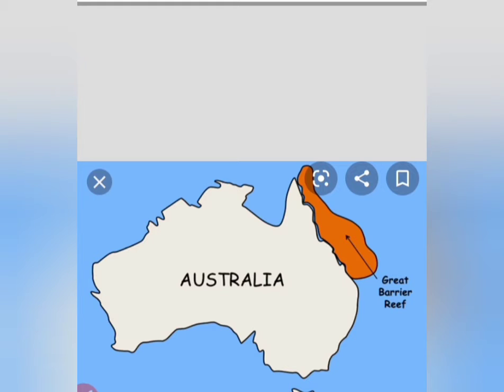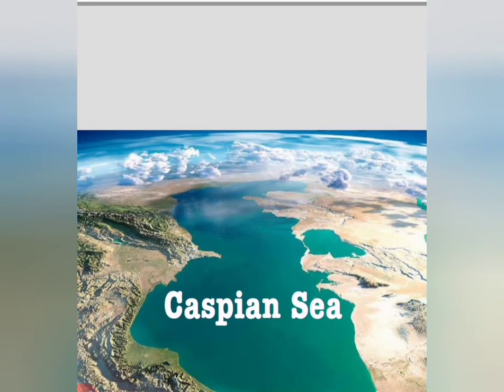Now let's move to the next picture, that is the Caspian Sea. Measured by surface area, the Caspian Sea is the world's largest inland water body. The sea covers roughly 143,200 square miles and borders 5 countries. The 5 countries are Iran, Russia, Kazakhstan, Turkmenistan, and Azerbaijan.